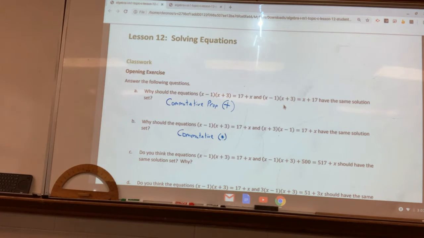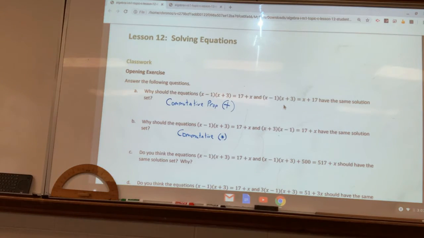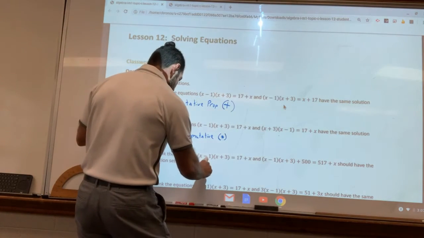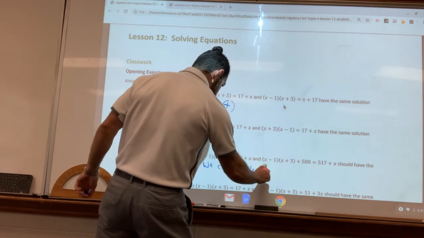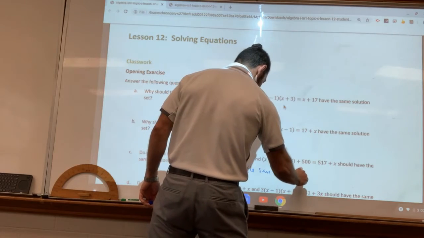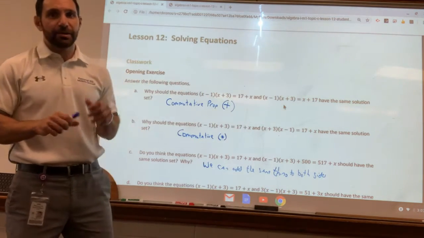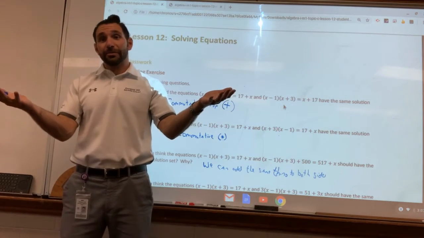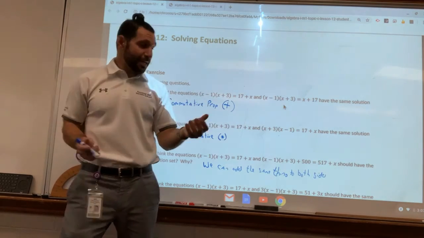x minus 1 times x plus 3 equals 17 plus x. Well, this is a new one. So what happens when we do this? Well, we added the same thing to both sides. We can add the same thing to both sides. Remember, it's like a scale. This didn't change the integrity of the problem. If I've got 7 pounds on this side and x on this side, and I add 500 to this and 500 to this, it should stay the same, okay? That doesn't change the integrity of the problem.